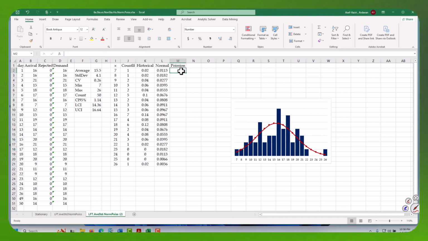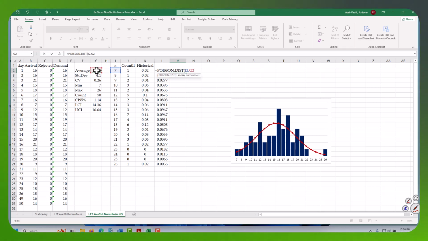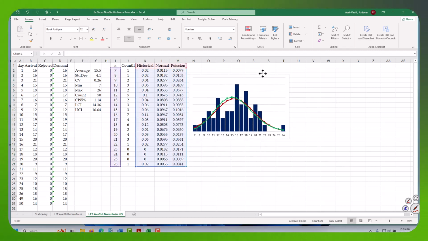For Poisson, equal to Poisson distribution, x, comma, average, here. And in Poisson distribution, average and standard deviation are equal, so I don't need to enter a standard deviation. And then, because I want to draw the curve, I enter 0 as my last argument. I also need to lock this average because I'm going to copy it down, and then click. Now I have good information about everything in the stationary demand for my manufacturing or service system.